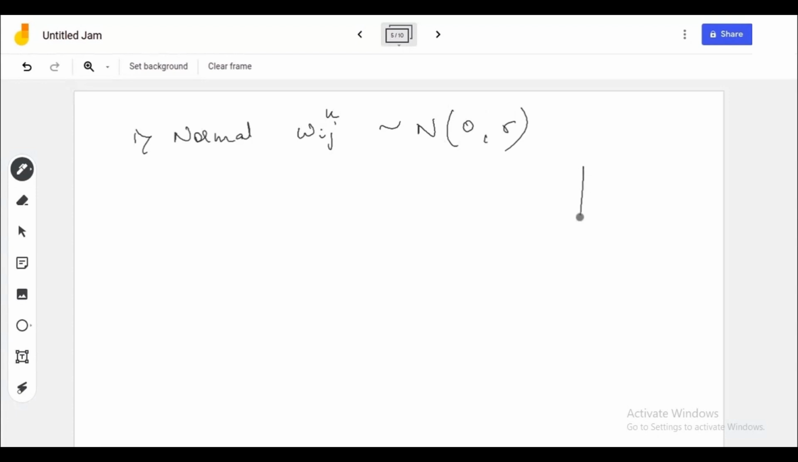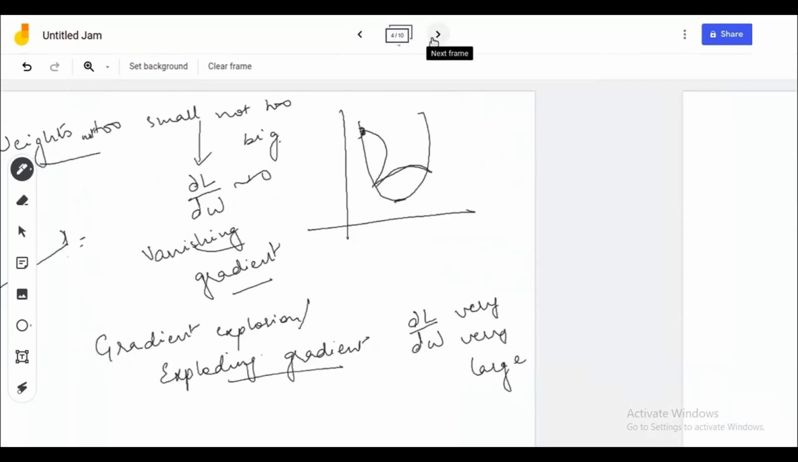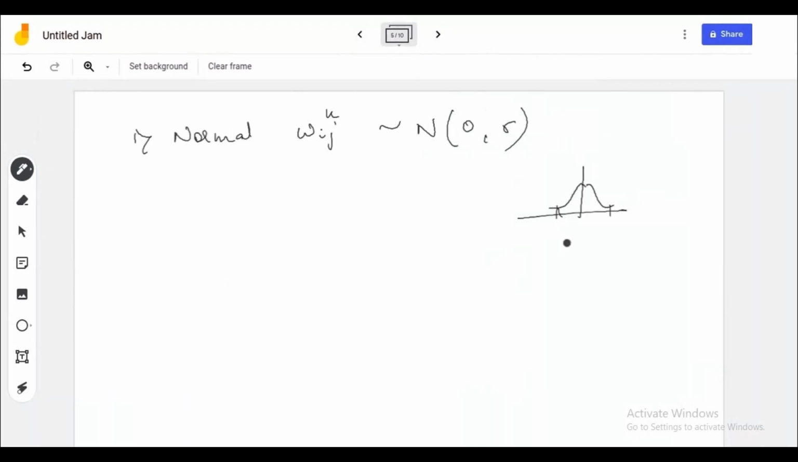Now it is very important that we have a center at 0 so that we give enough weightage to even negative weights. That means this is not at all related in any way to the output that we are getting. So that is also very important. That is why a normal distribution.